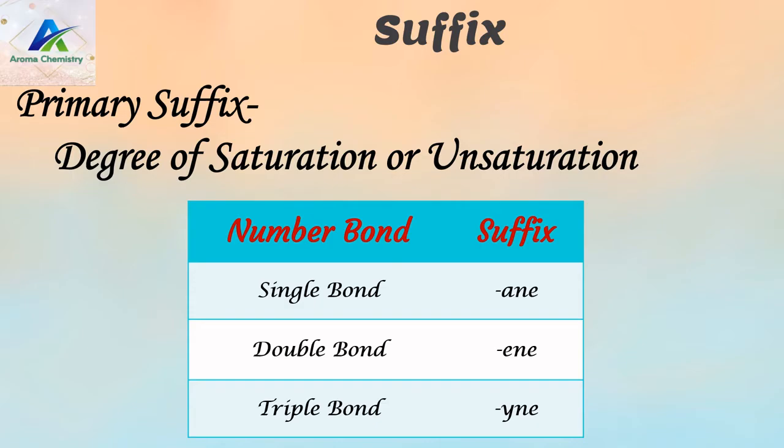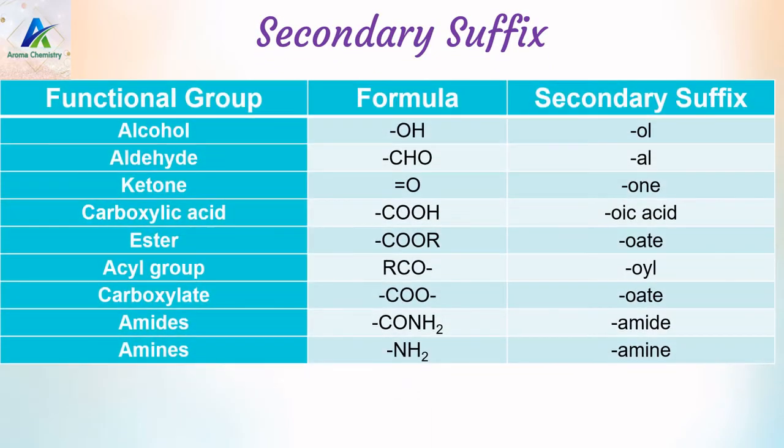Next, see the secondary suffix. It indicates the functional group present in the compound. For functional groups, if an alcohol is present, the secondary suffix we use is ol. Aldehyde as al, ketone as one, carboxylic acid, oic acid, ester, oate, acyl group, oyl, carboxylate, oate, amides, amide, then amines, amine.